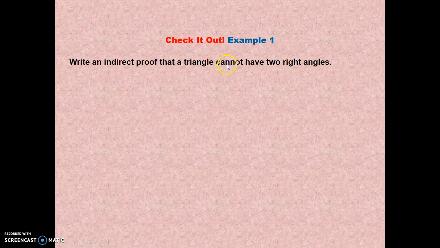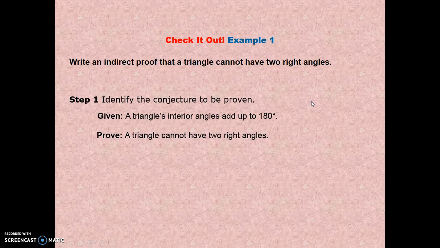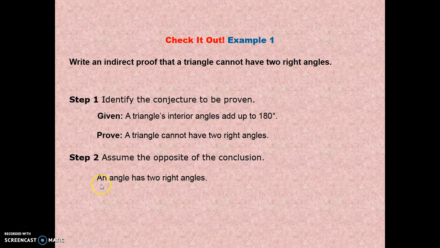So we're going to assume a triangle can have two right angles. So again, just identify, okay, great, and again, assume the opposite of the conclusion. So we're going to assume a triangle has two right angles. We're saying it can have two right angles. And hopefully we can show a contradiction. That's our goal.